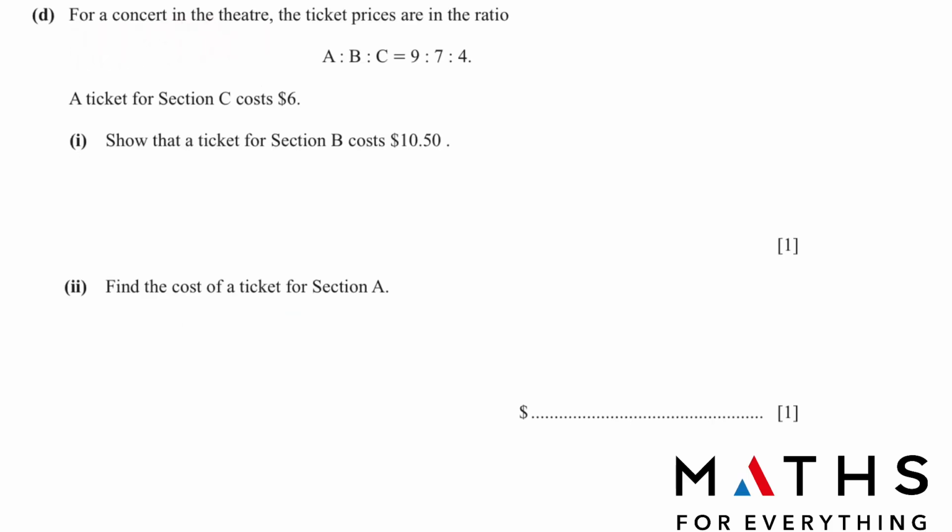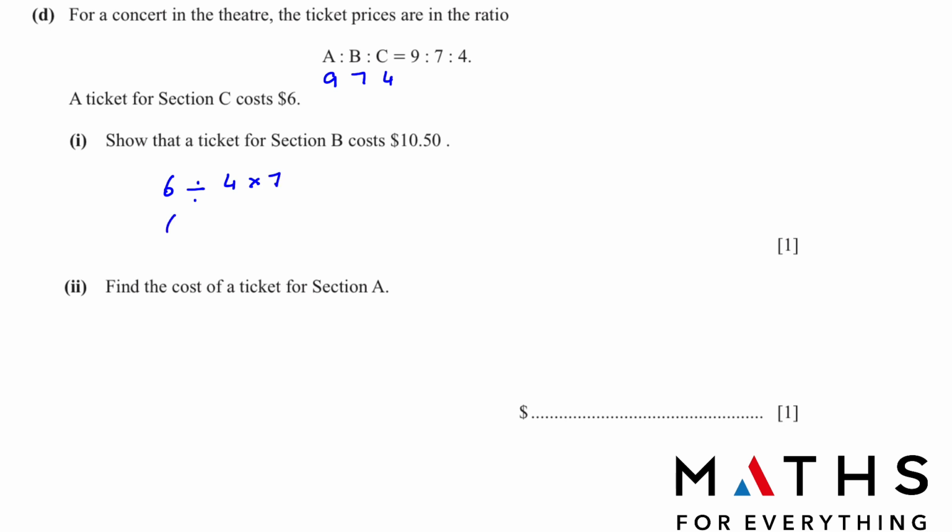For a concert in the theater, the ticket prices are in the ratio A, B, C is 9, 7, and 4. A ticket for section C costs 6. Show that a ticket for section B will cost 10.5. There are two ways to solve it. One way is section C has been given to you. So write 6 divided by what part does C have? This is 9, 7, and 4. So C is 4. So divide by 4, multiply by 7.